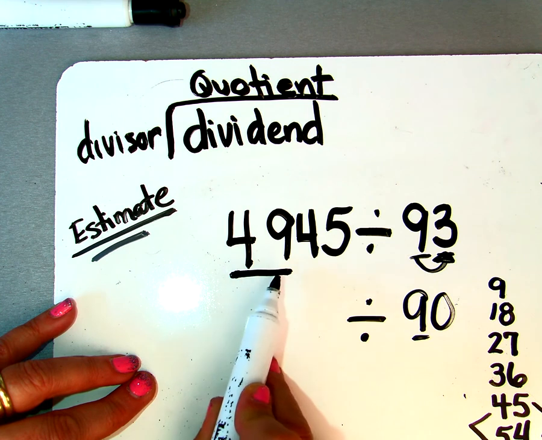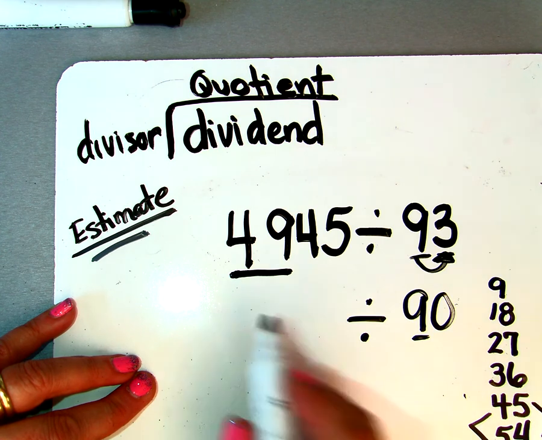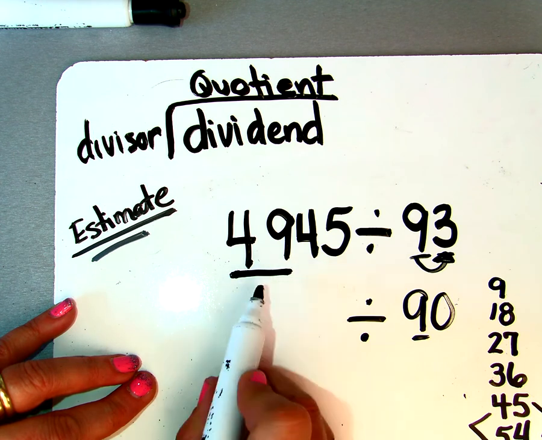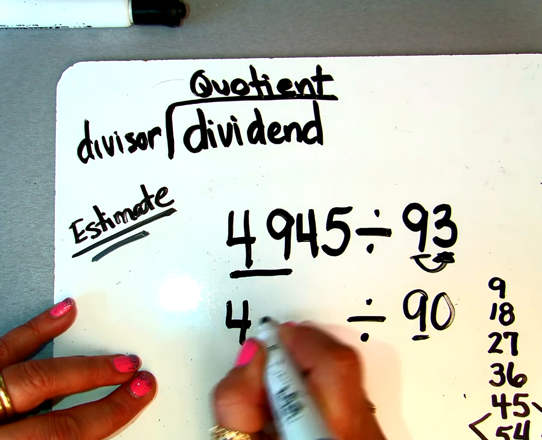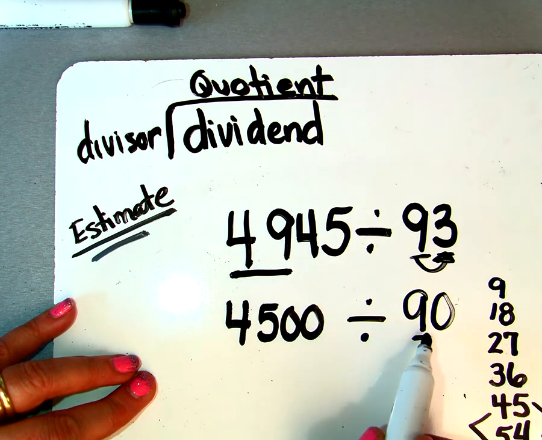I'm using the 49. Those are my first digits because I need something that 9 can divide. I can use either one of these. I'm going to go with my 45 right now. 4,945 is close to 4,500. So I'm going to make this 4,500, and I'm going to divide it by 9.